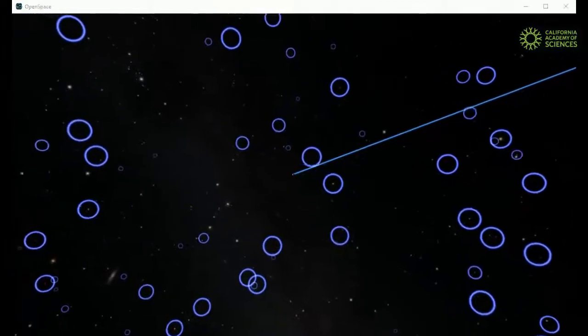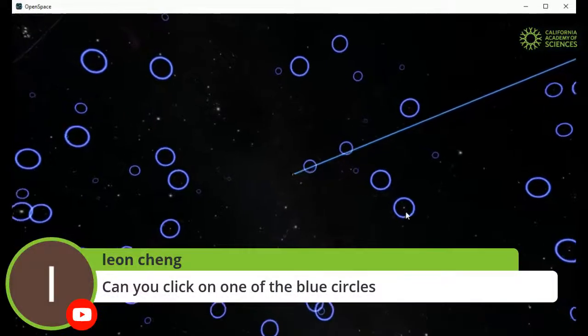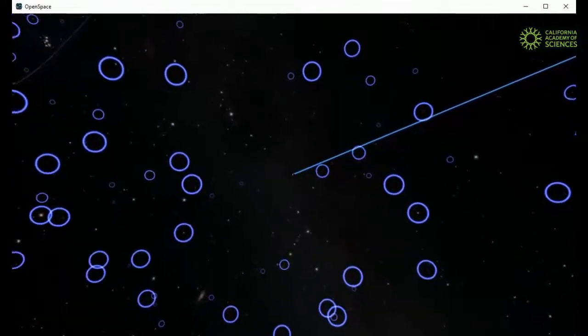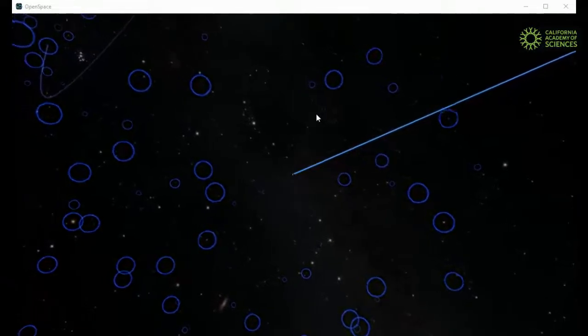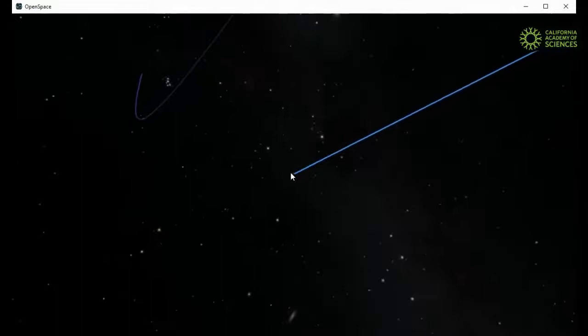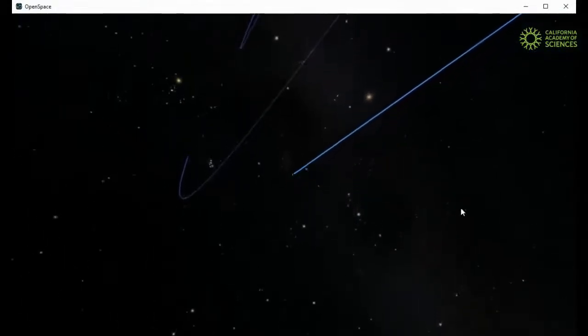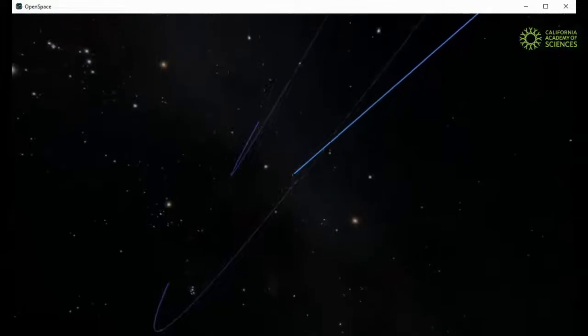Sounds like Leon wants to know, can I click the blue circles? I can absolutely try. Nothing happens. The blue circles are our indicators for our exoplanets that I forgot to turn off. But an important rule of being a planetarium pilot is never leave information up that you're not talking about, and I just broke that rule. But with that, I think we are getting pretty close.